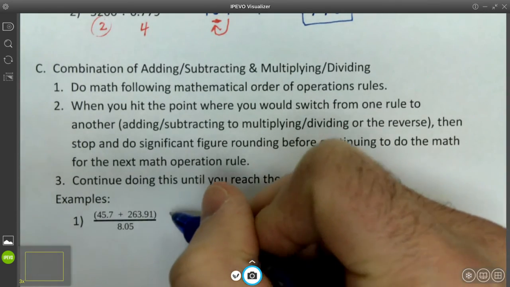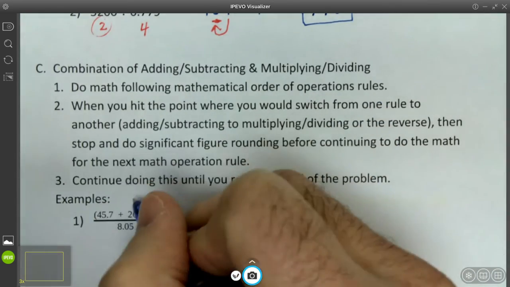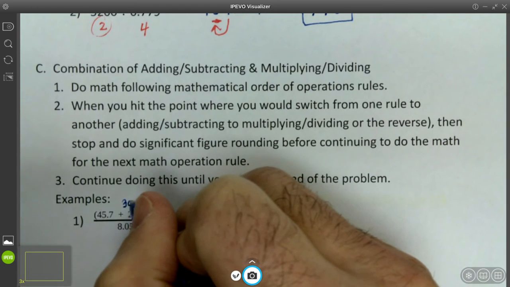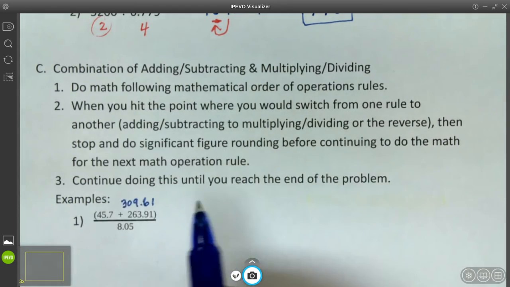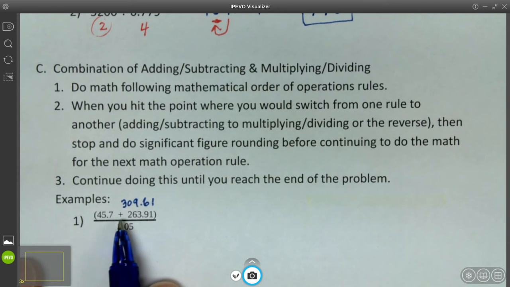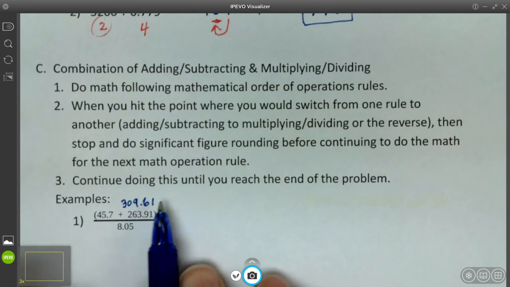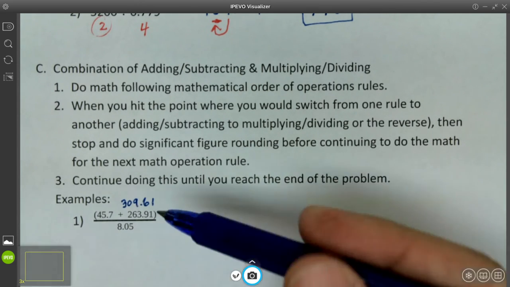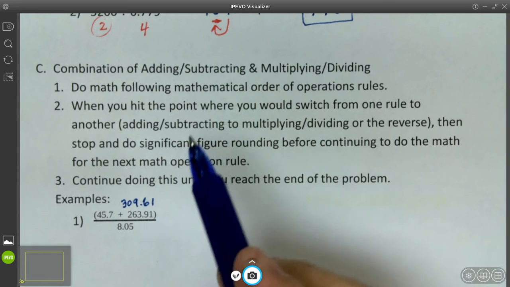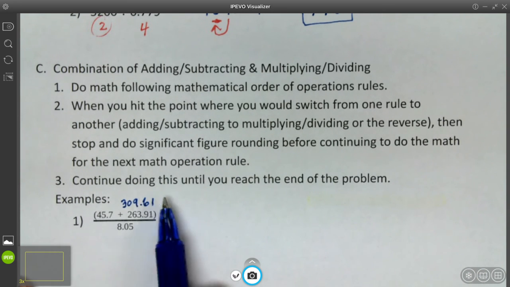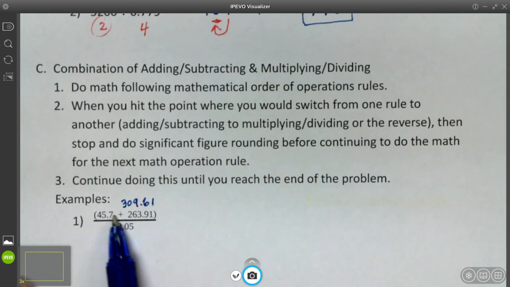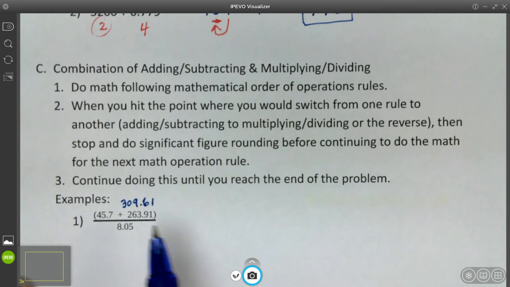Okay, so I'm going to write that above the top here, 309.61. Okay, now what's the next thing we would do according to math order of operations? We would divide. Well, significant figures, adding has a different rule than dividing. So I'm going to have to do the significant figures for the adding rule before I divide.